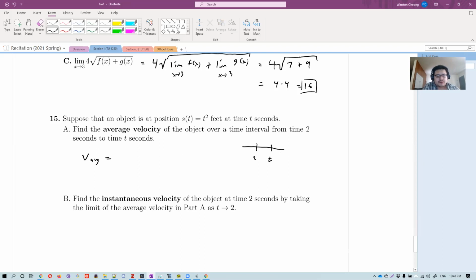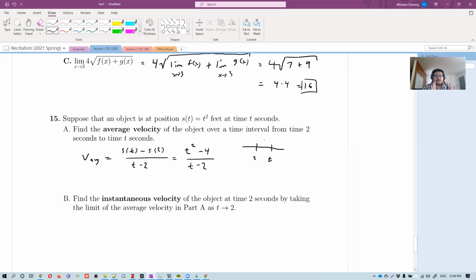So you want to write down the expression. That's the change in the distance divided by the change in time. So you've got s of t, because that's the very last time, minus s of 2 over t minus 2. So this will give you the average velocity. And then you should simplify this, actually plug some things in. So then you get t squared minus 4 divided by t minus 2.